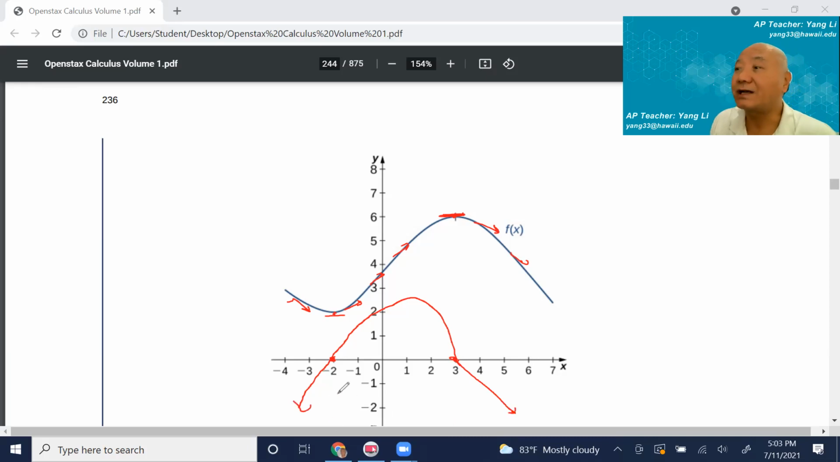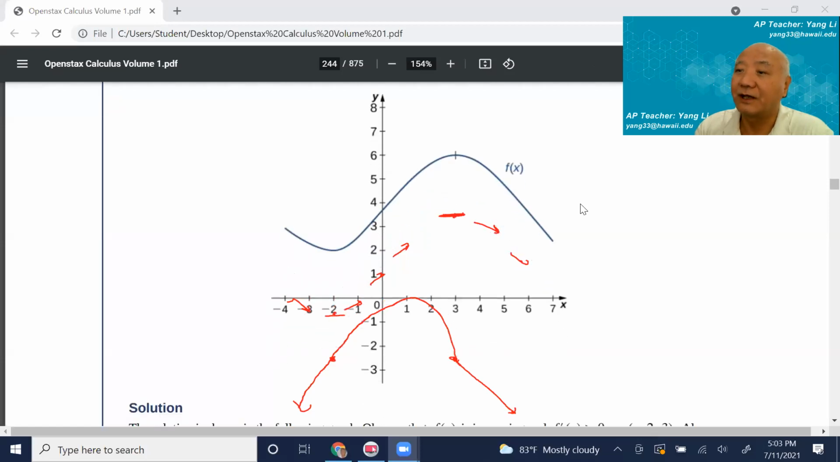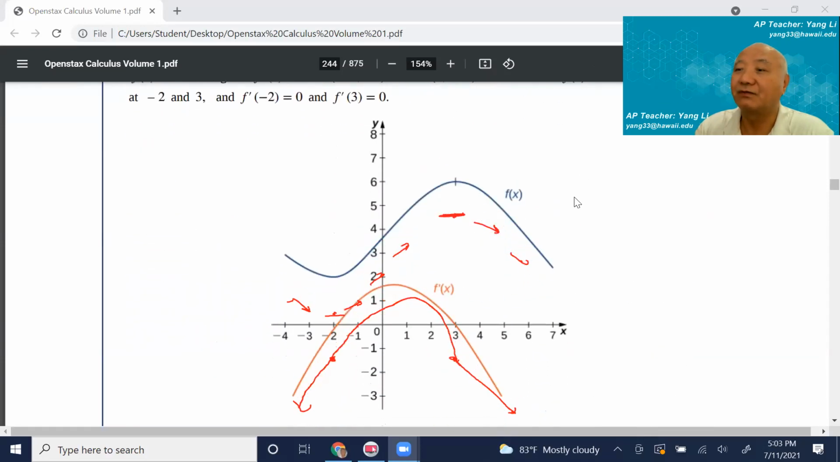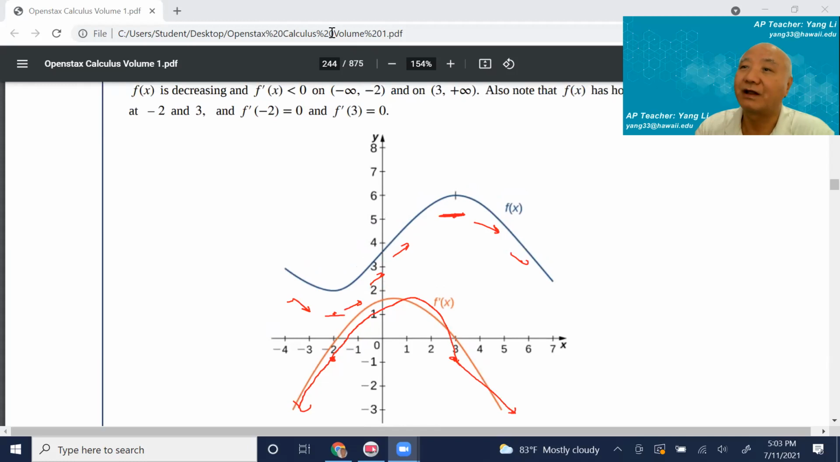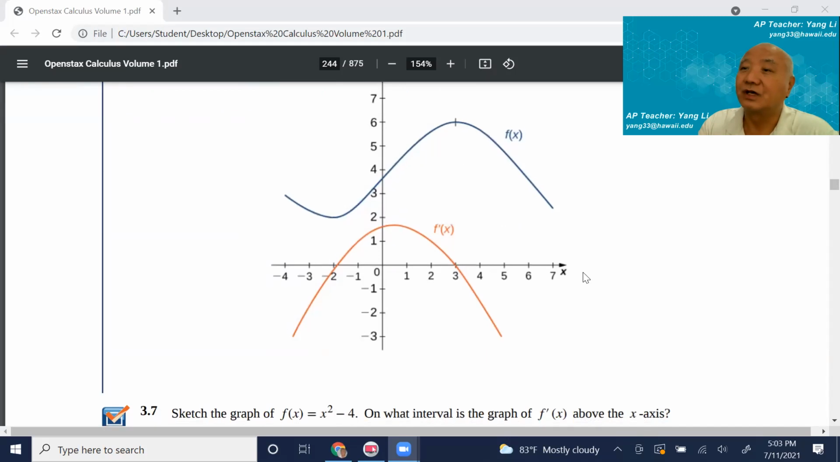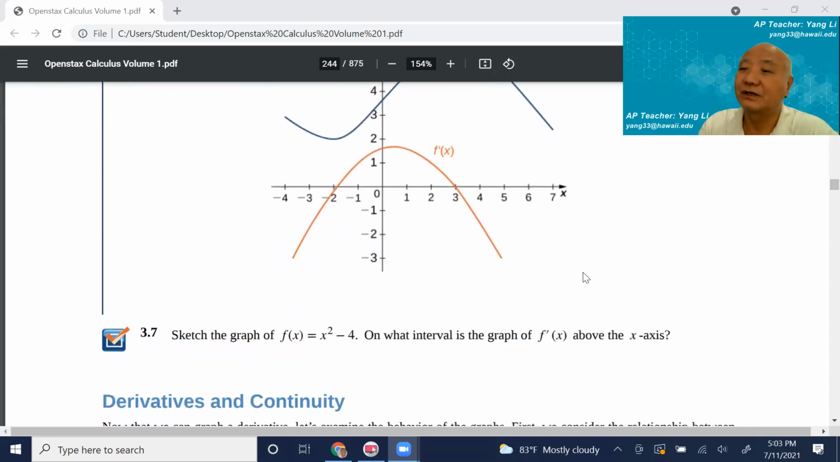Of course, this is not an exact graph, but just a general sketch reflecting the properties between the derivative and the original function, okay? So you can see what they give you here. They gave you the graph like this, but make sure you understand this concept. If you are given the function graph, you can make a general sketch of the derivative of the function, okay?